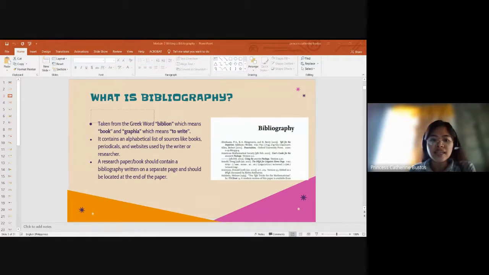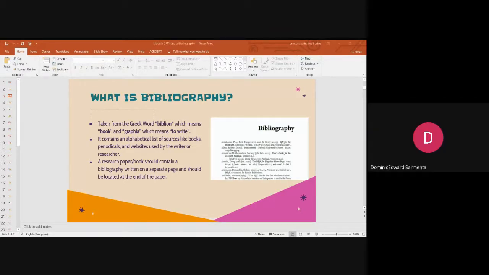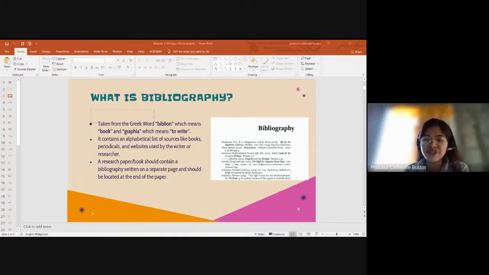And then it contains an alphabetical list of sources like books, periodicals, and websites used by the writer or researcher. So there are different types of resources written in your bibliography, and they are arranged alphabetically. Do you follow? Yes, I follow. Okay, thank you, Dominic, for confirming. And lastly, a research paper or book should contain a bibliography written on a separate page and should be located at the end of the paper.